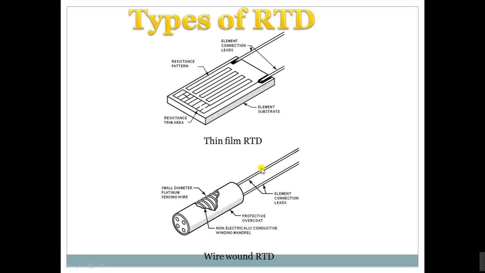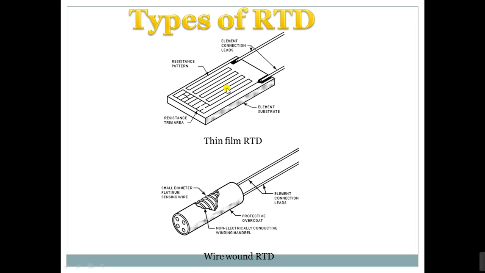Because the thickness of the platinum layer may be extremely thin, around 1 micron, these RTDs are very fast to respond to temperature changes. However, they offer less stability and have a lower temperature range than the wire wound counterparts.